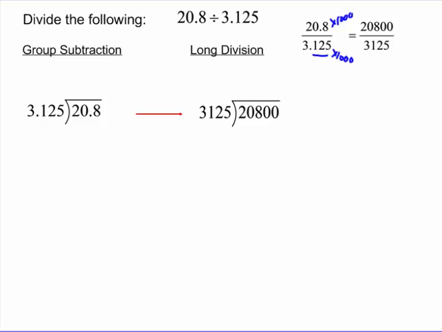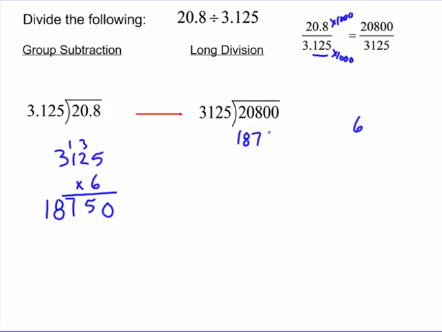So I'm going to start with, let's try 6 groups of 3,125. So I might come over to the side here and do my multiplication if I'm having trouble seeing what it is. So some of those skills we developed earlier in previous videos can be really useful right now. So 6 groups of 3,125 is the same as 18,750. So when I subtract those, I am left with 2,050.